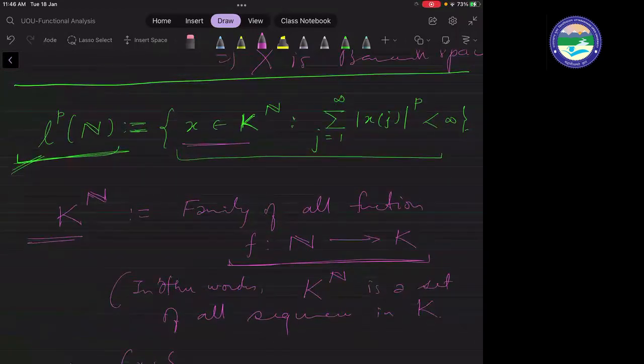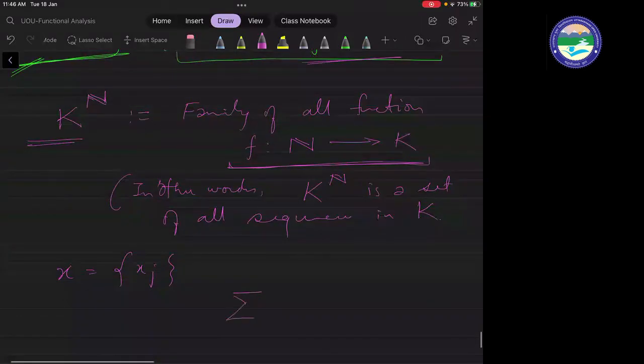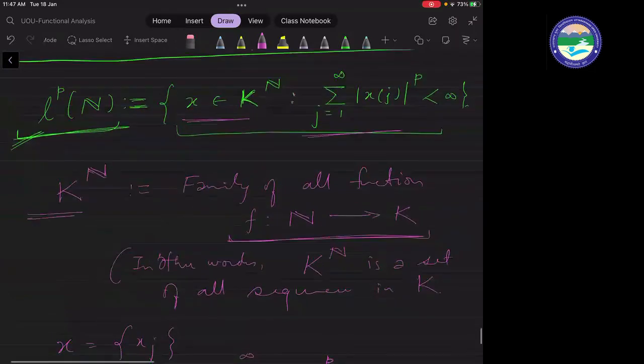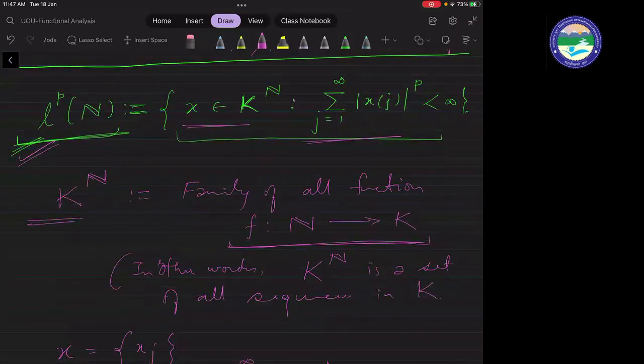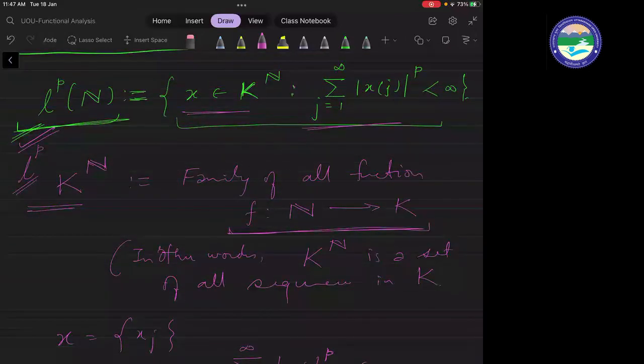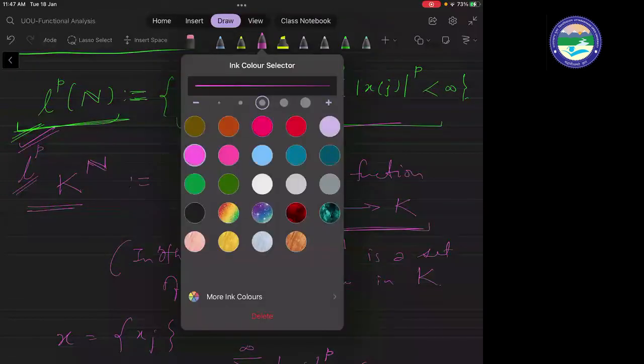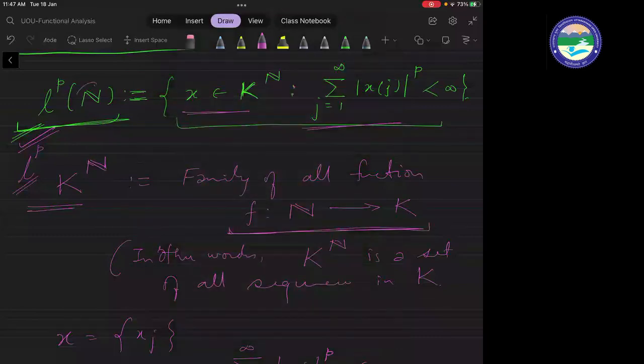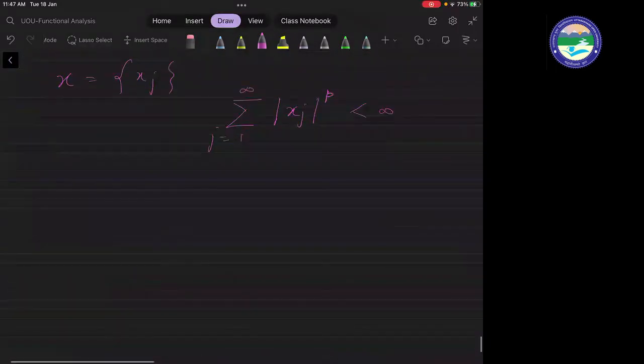And then such that with this property, what is the property? Property is whenever I take this series, the sum of |xj|^p, j runs from one to infinity, if this is finite, then the collection of such sequences is called lp, l_p^N. So हम केवल lp से भी इसको denote करेंगे. जब हम केवल lp कहेंगे तो इसका मतलब l_p^N है. So we can replace this N by any set S. If this N is finite, means कोई finite set से replace करते हैं तो ये same जो हमने कल पढ़ा था ना Rn या Kn, ठीक है? So that is an exercise for you.